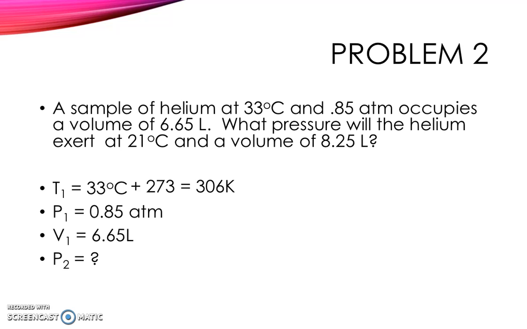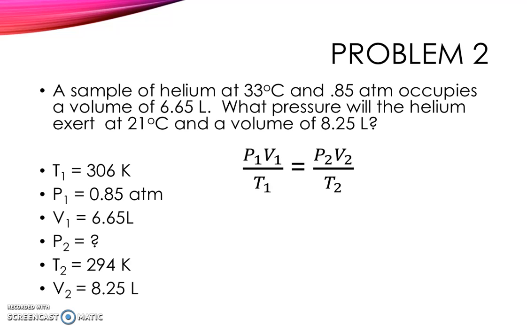So we're solving for P2, and the temperature at the final state is 21 degrees Celsius, but of course we have to remember to convert that to Kelvin by adding 273. So T2 is 294 Kelvin, and the final volume was 8.25 liters. Okay, so I've got P and V and T. Clearly this is a combined gas law problem.